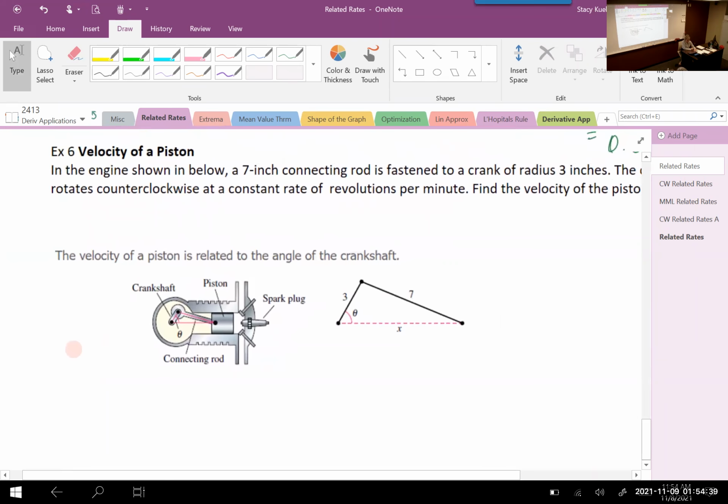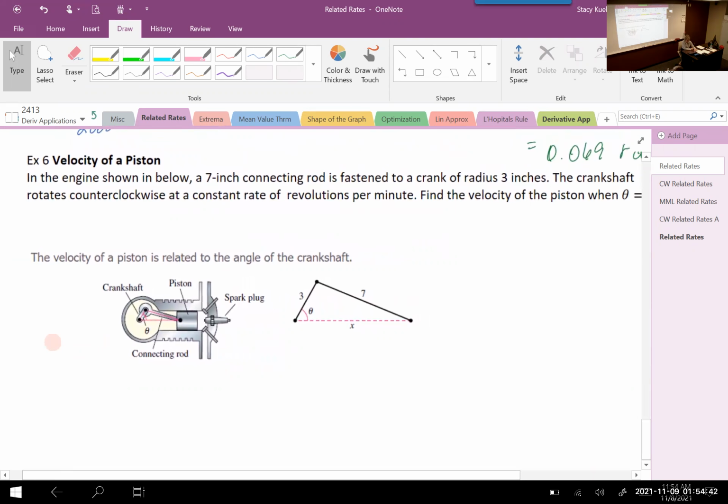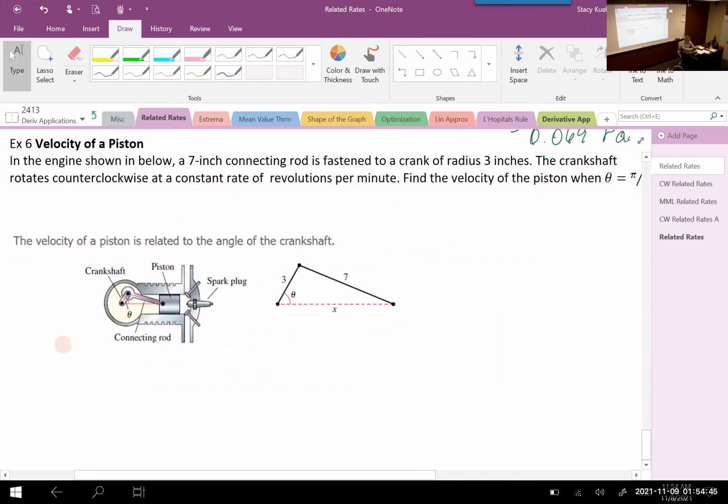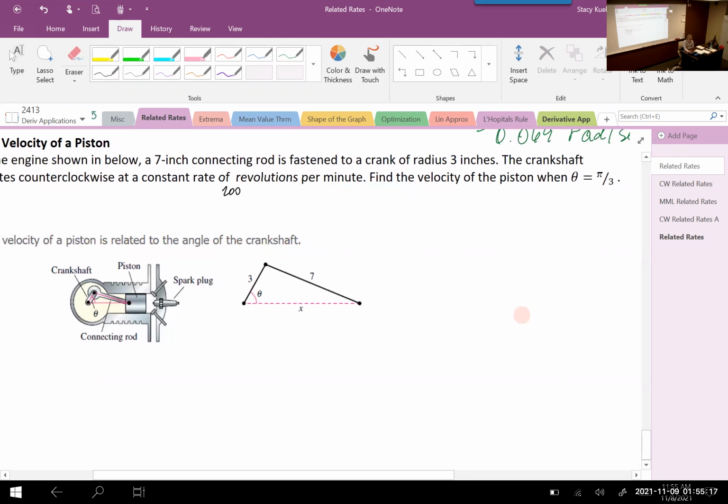Doesn't that look familiar? This is the same picture even. We already know how this thing works, don't we? So it says, in the engine shown below, a 7-inch connecting rod is fastened to a crank of radius 3 inches. The crankshaft rotates counterclockwise at a constant rate of 200, it should say, revolutions per minute. Find the velocity of the piston when theta is pi over 3.